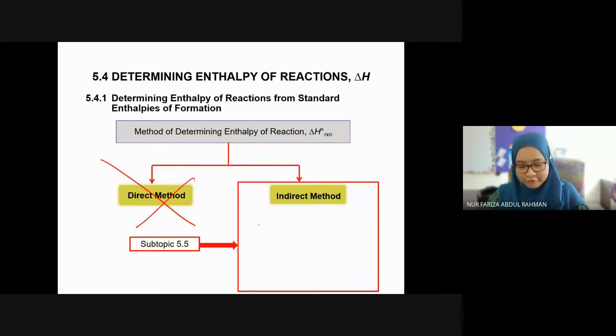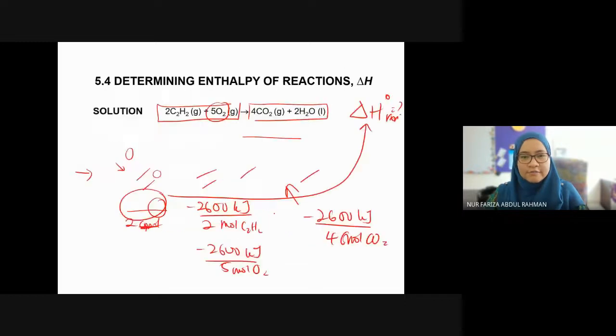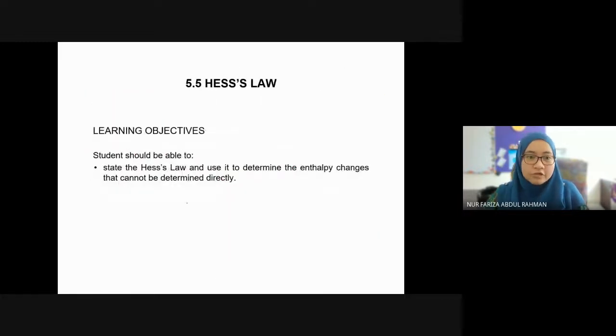Okay, alright. So moving on to indirect method. This one. Settle, okay. Alright, indirect method. Hess's law. Students should be able to state the Hess's law and use it to determine the enthalpy change that cannot be determined directly. Okay, alright. So, like I said last time, okay, not every reaction can be performed in the lab. It's not as simple as that.